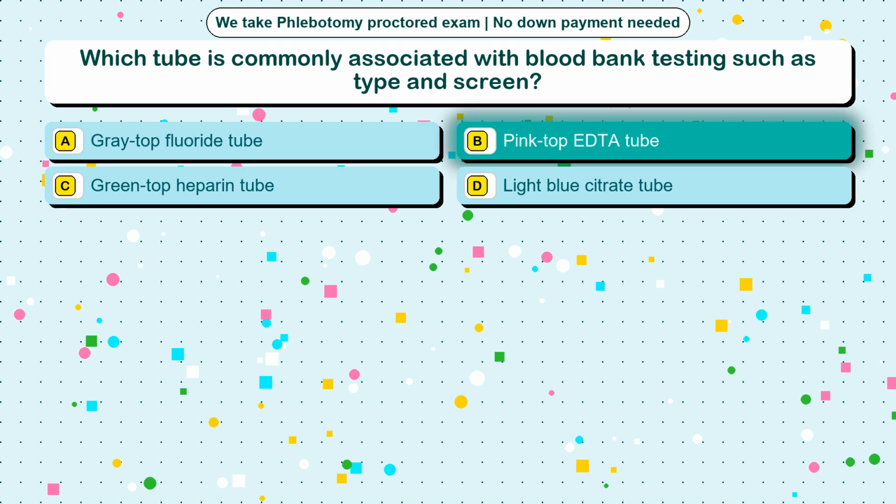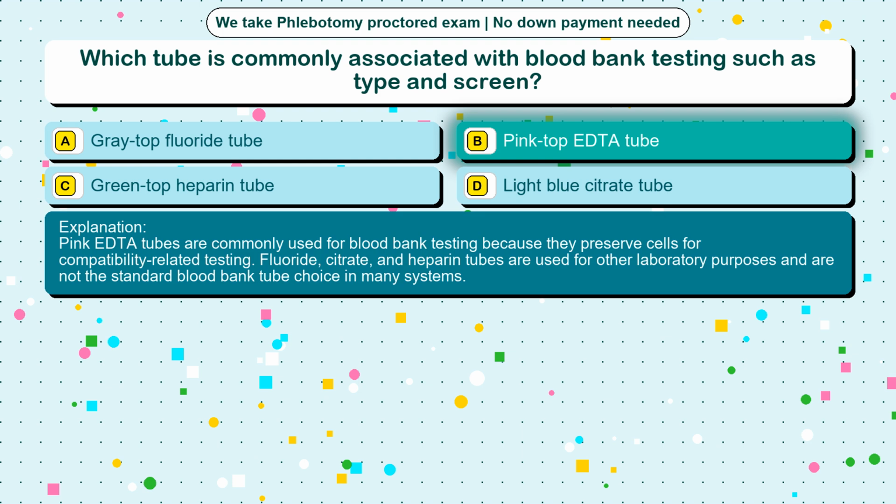The correct answer is option B. Pink top EDTA tube. Pink EDTA tubes are commonly used for blood bank testing because they preserve cells for compatibility-related testing.